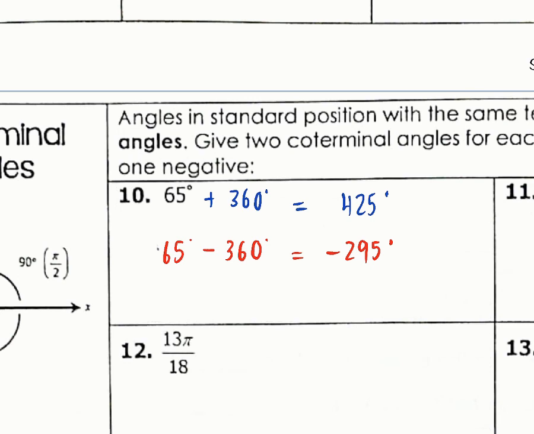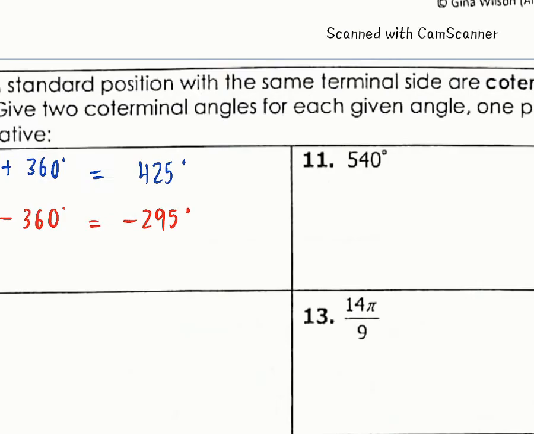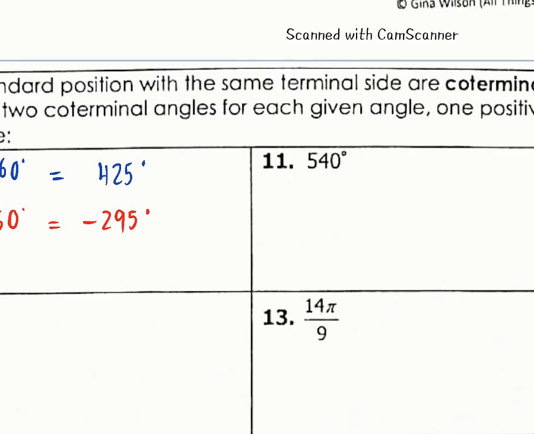Adding and subtracting. I could keep on adding or subtracting 360 degrees. We could find a bunch, you know? I just like to find one negative one and one positive one, which leads me to number 11. My angle is 540 degrees. So instead of going crazy big right off the bat, I'm going to go ahead and subtract 360 to bring it down a little bit.